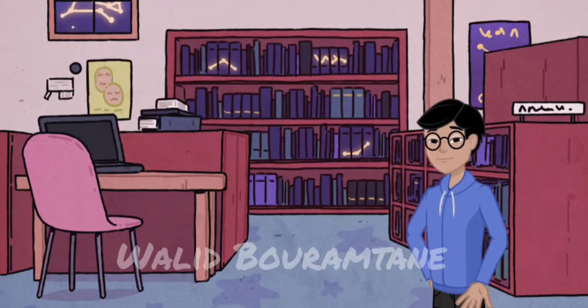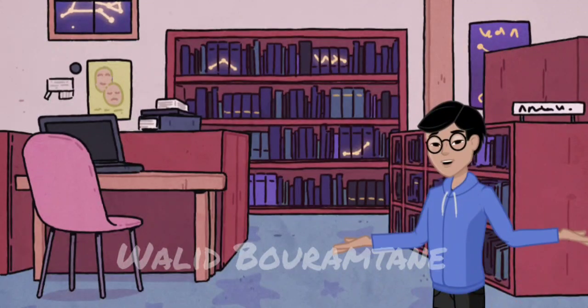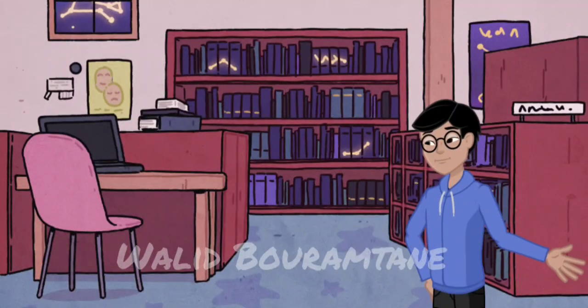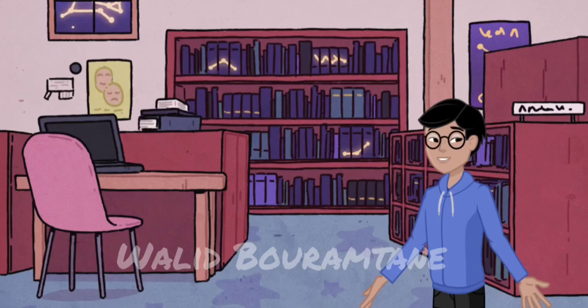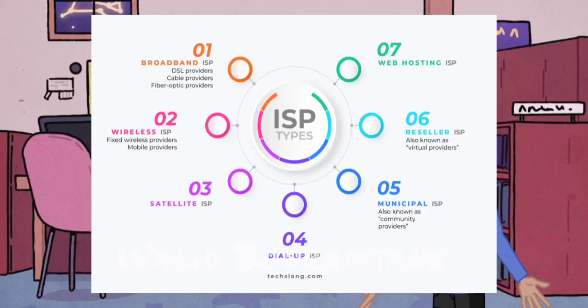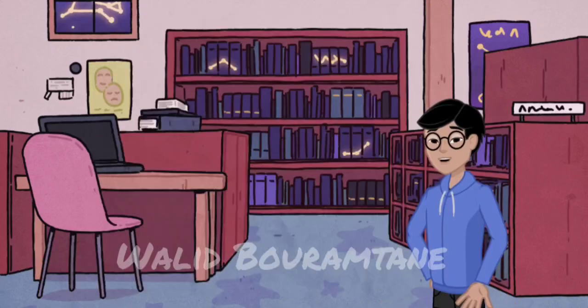1972, the first international connections to ARPANET are established, linking computers in the UK and Norway. 1973, the term Internet is coined to describe a network of interconnected networks. 1974, the first Internet Service Provider, ISP, is launched, offering commercial access to ARPANET. An ISP is a company or organization that provides individuals and businesses access to the Internet.